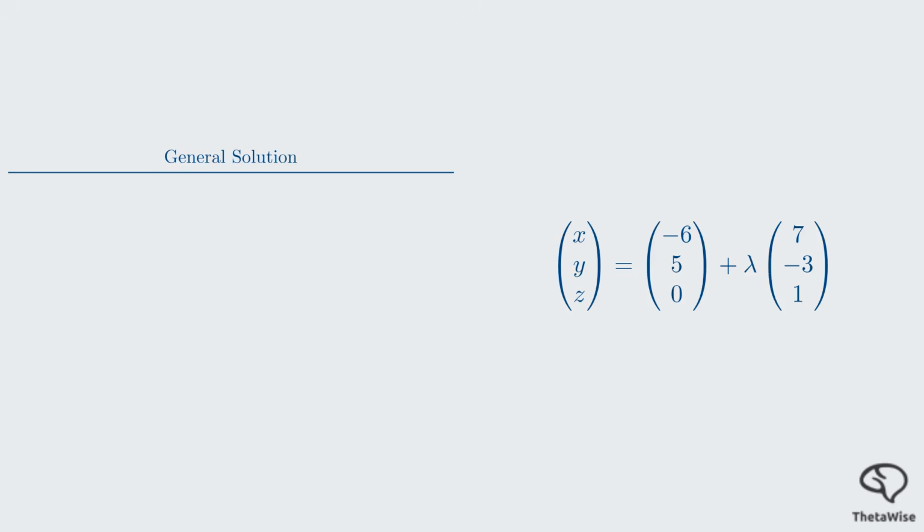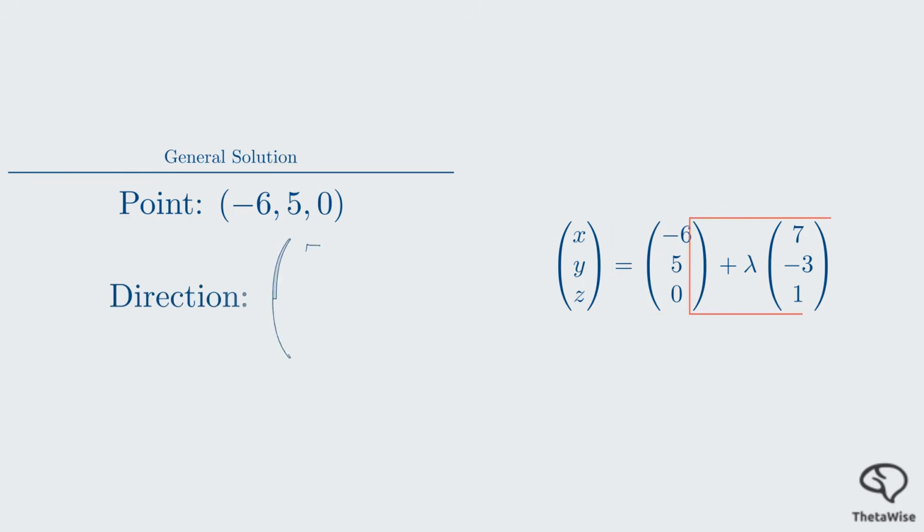This is the preferred format for IB examiners, as it clearly shows the equation of a line in 3D space. Here, (-6, 5, 0) is a specific point on the line, and (7, -3, 1) is the direction vector of the line.